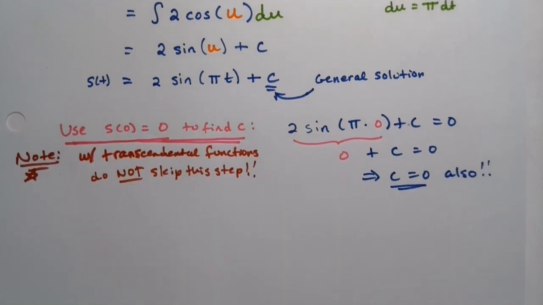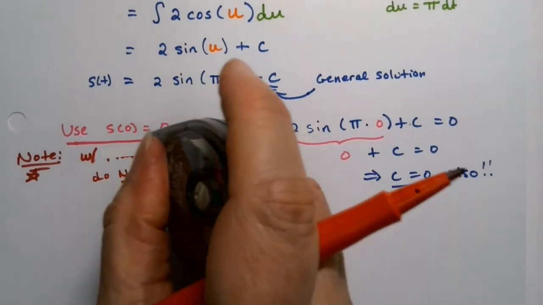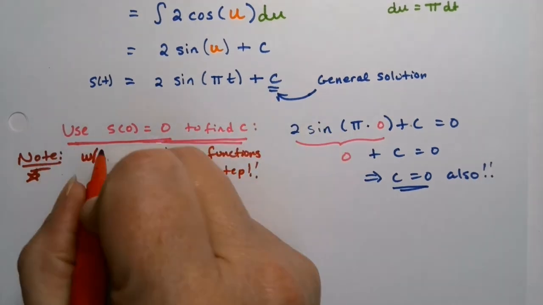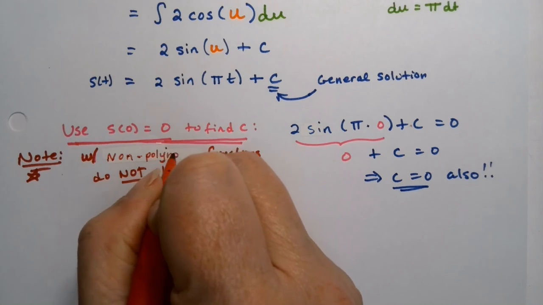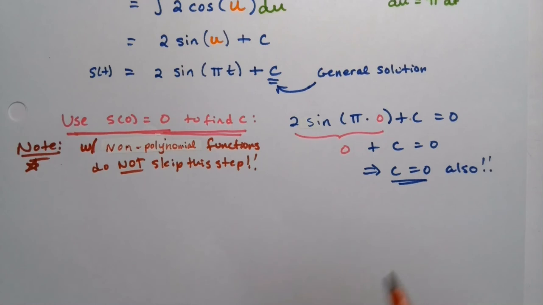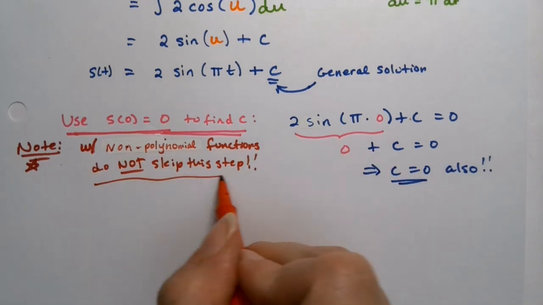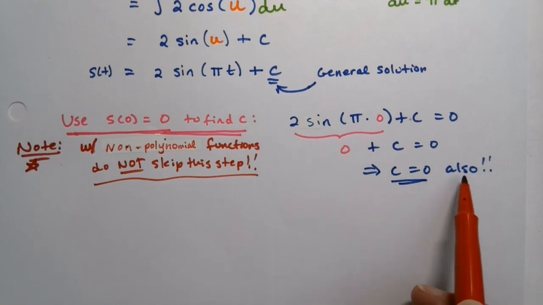And actually, not even just transcendental functions. I mean, rational functions, all sorts of stuff. Basically, non-polynomials. With non-polynomials, do not skip that step. You just can't. You just have to go find it, if you can. So do that work. Make a little note to yourself. Do not skip it. Find it. All right, so we found that c is equal to 0 also.